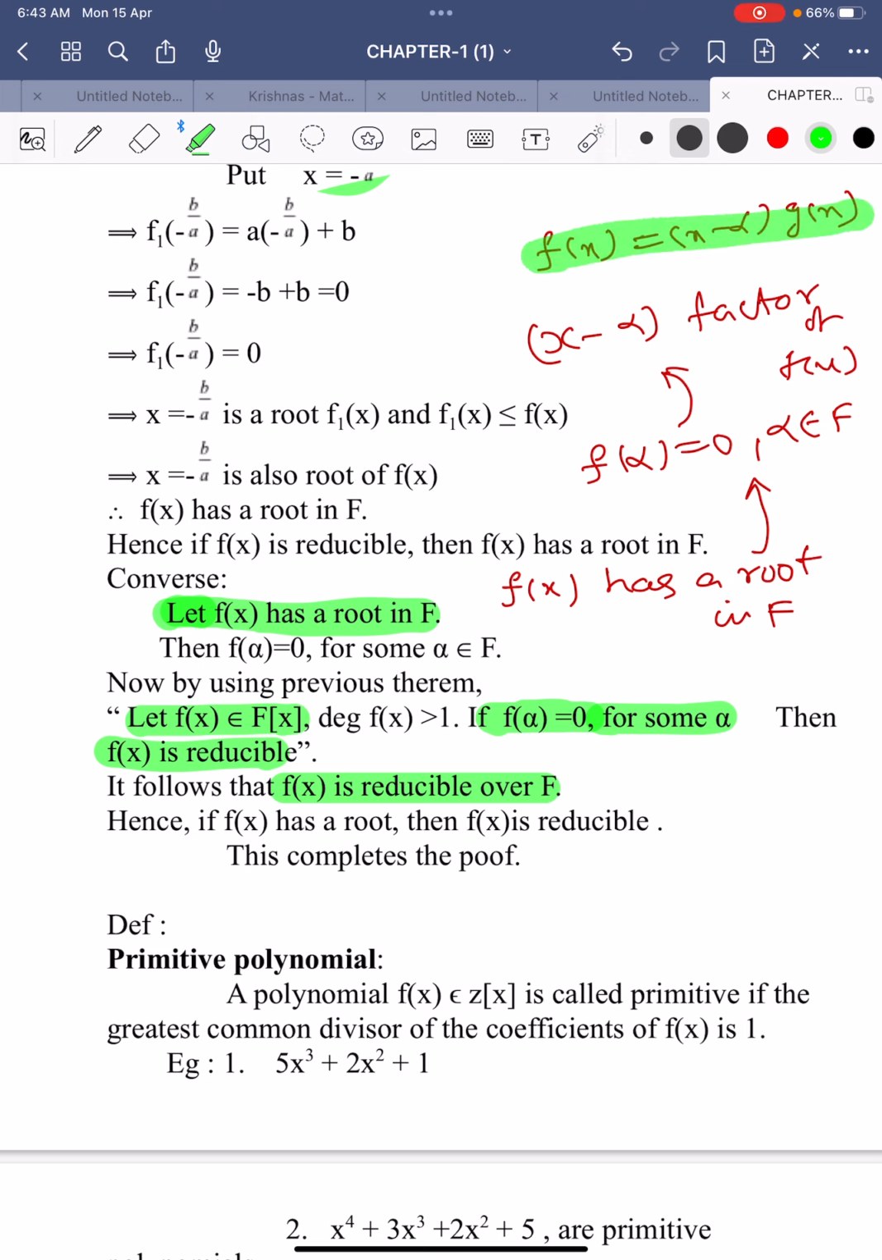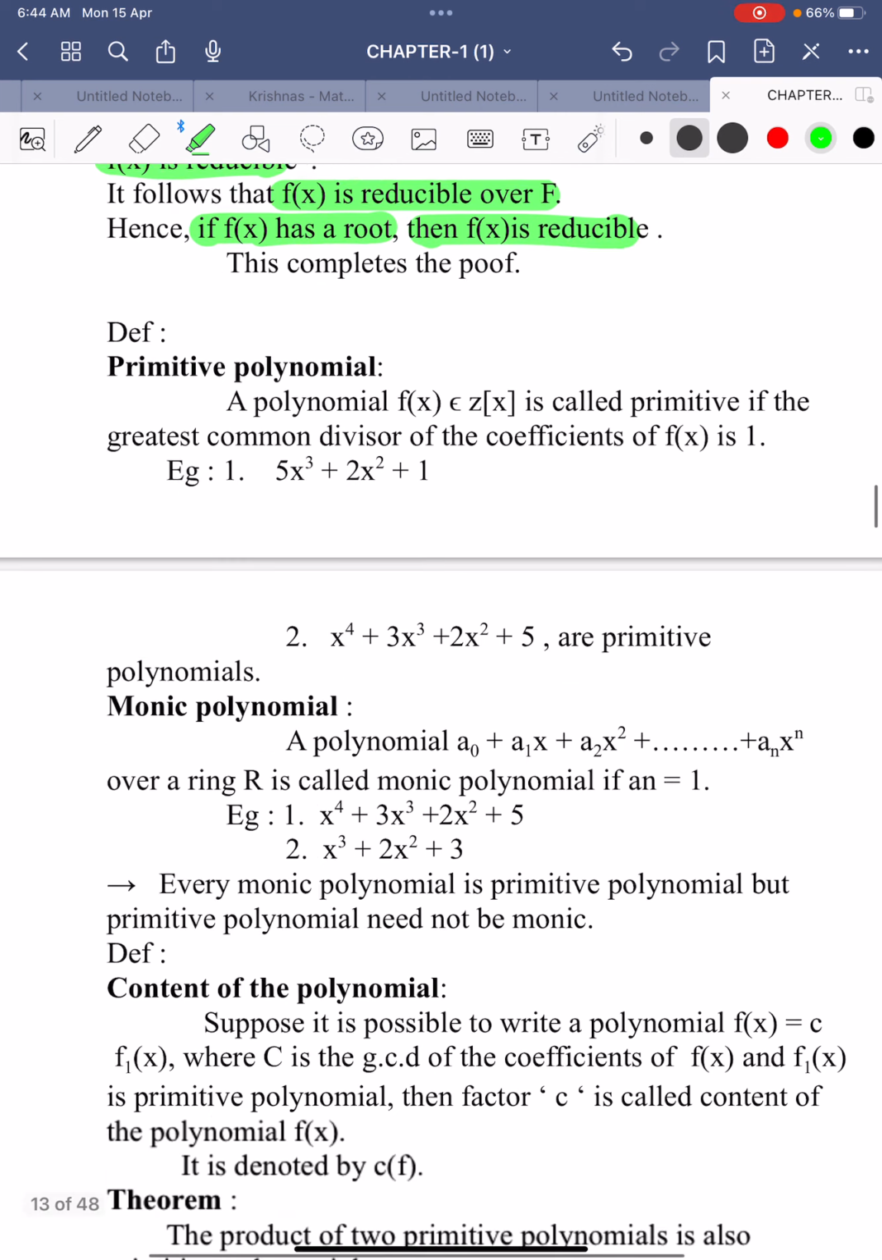This is also right. f of x can be written as a factor into some other polynomial g of x. It means f of x can be written as a product of two non-constant polynomials. Therefore, if f of x has a root, then f of x is reducible. That's it. One of the important theorems for the 5 mark section. Keep learning.